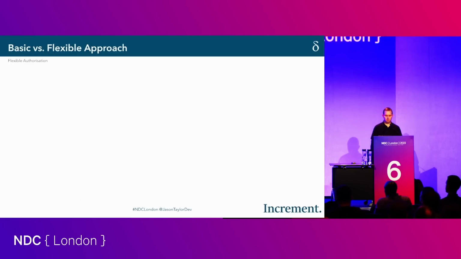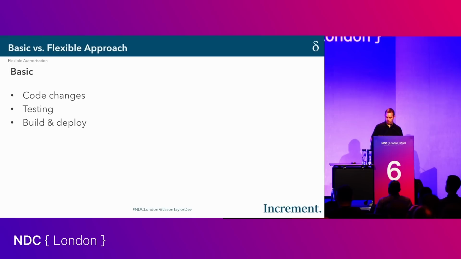Okay. So you've seen the basic approach. You've seen the flexible approach. I think we already know the difference, but let's do a quick comparison. With the basic approach, we had to make code changes. There was no way to avoid that. We had to test those changes. We did that manually. If we deploy to production, we'll have to build and deploy it. The application's going to go offline. We'll probably need to make some bug fixes along the way for whatever we missed, and we'll need to document those changes, which of course we forgot to do.